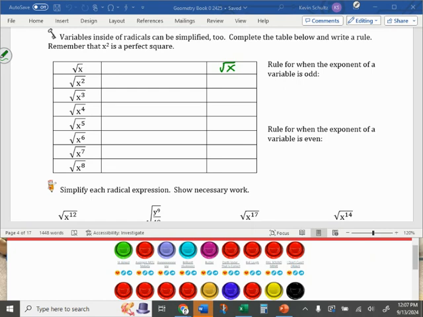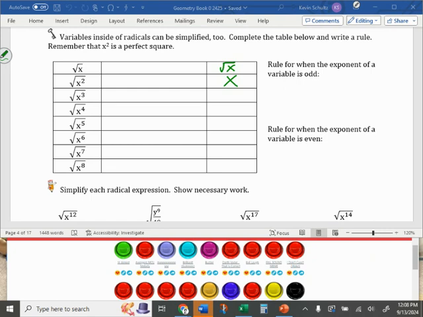We're PEMDAS people. We've dealt with this before. The root of x squared, what happens with that root? What happens with the root and the power? Cancel it out. They cancel each other out. So what is the root of any variable squared? X. In this case, just x. Okay? So this is going to be just x.